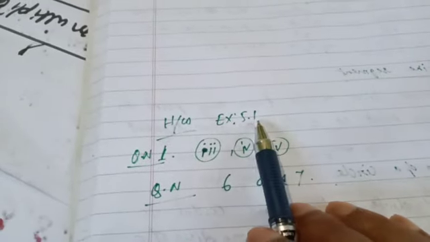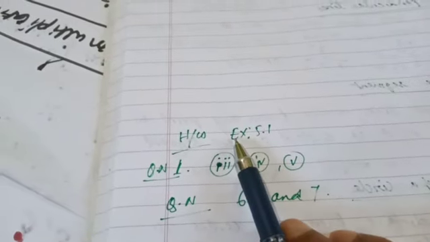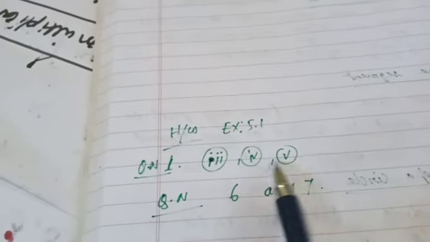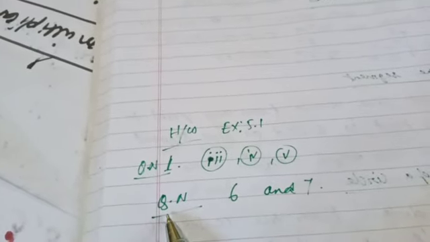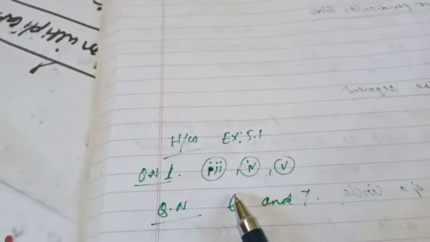Okay, so now see your homework. Exercise 5.1, question numbers 1, 3, 4, 5. These are true or false, and you have to write the reasons also. Then question numbers 6 and 7. Do your homework and submit in the evening.